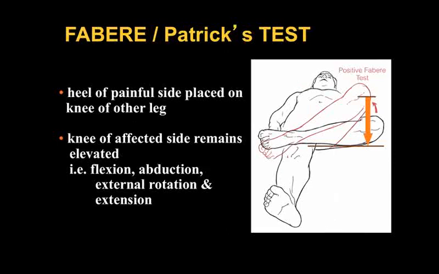You can look at FABER's or Patrick's test, which is looking at, in this case, the left knee, and looking at the distance of the lateral aspect of that left knee to the supporting surface, like a plinth, when the heel is placed on the opposite leg. And you're looking at the affected side staying elevated in flexion, abduction, external rotation, and extension, indicating that there may be some sort of functional length issue here to be dealt with.